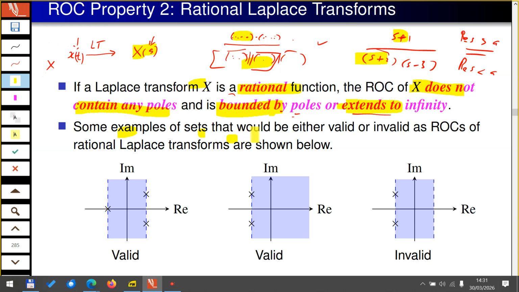So these examples are actually, you read, pay attention to the statement: valid ROCs of a rational Laplace transform. The moment I remove that condition, rational, then I don't need to have this property. Okay, why is this valid?